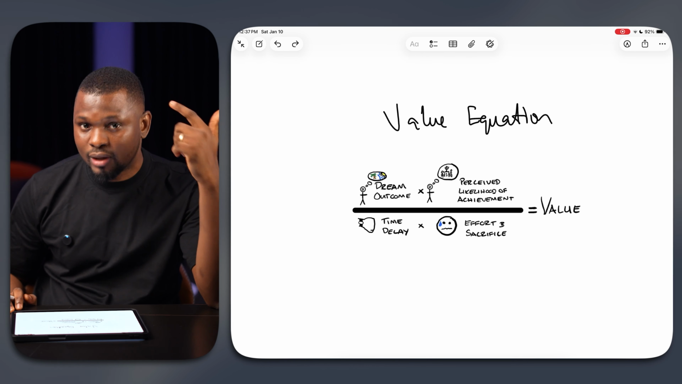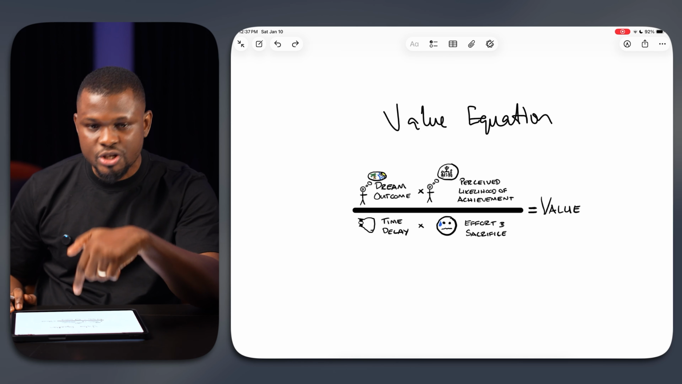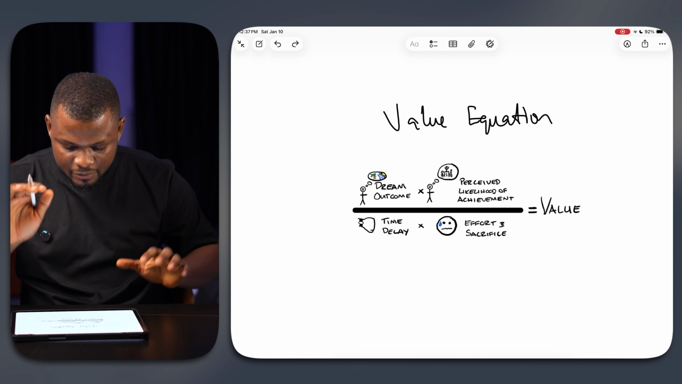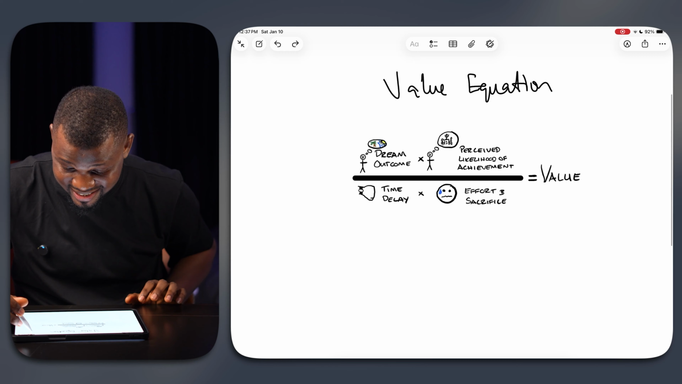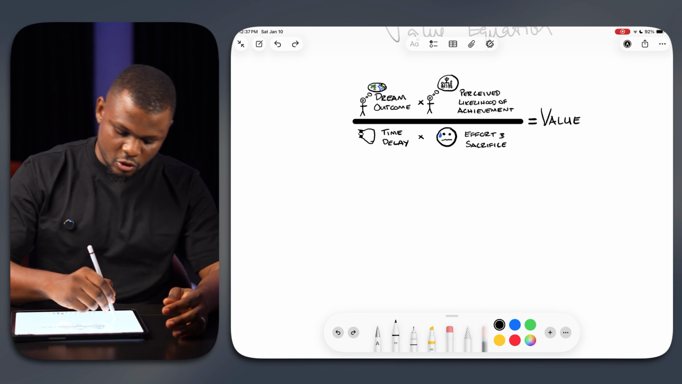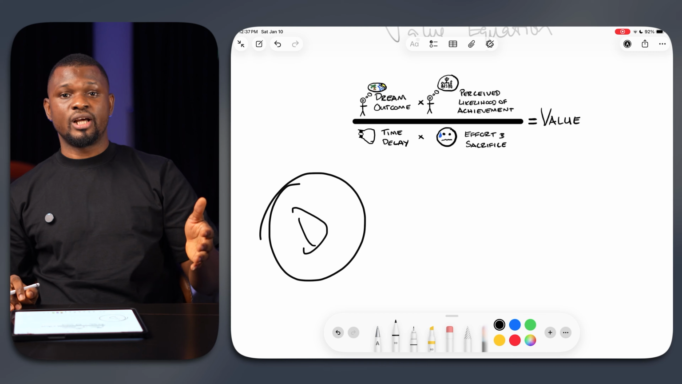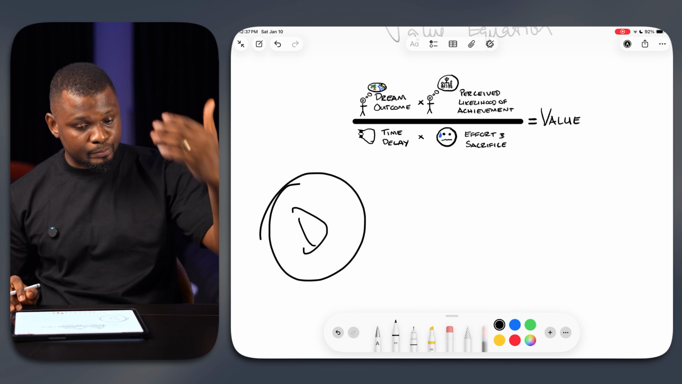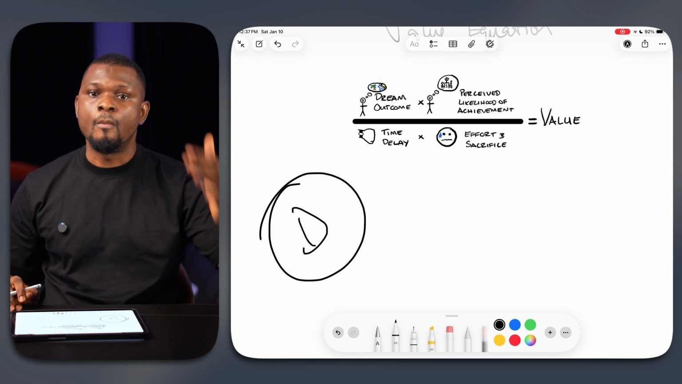If you want to be able to increase the price of your product or your service, and you want it to sell like wildfire, this is the equation you need to keep in mind. It's made up of 4 components, and I'm going to walk you through exactly what it is. The first one is the dream outcome. I'm just going to put D here. If you're a business owner, what you generally want is predictable growth in your revenue month after month.